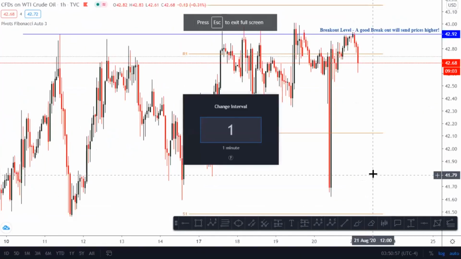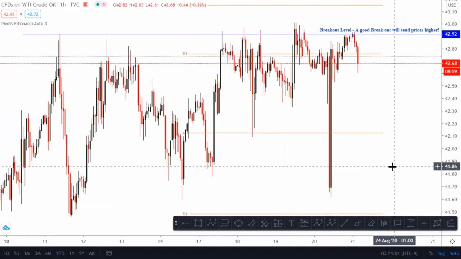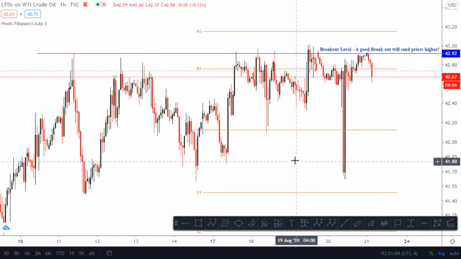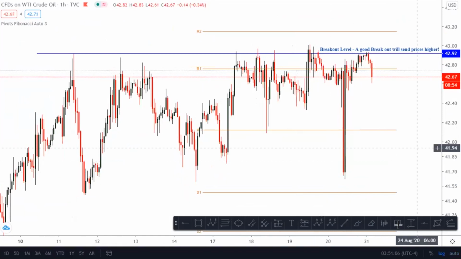I won't even go to the daily chart. Let me just look at the 1 hour chart, which is giving us a clear representation of what is happening. So if you look at this, this is madness. This is not what normally happens in the markets.